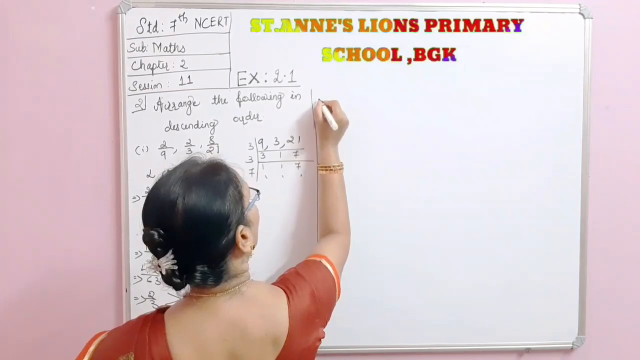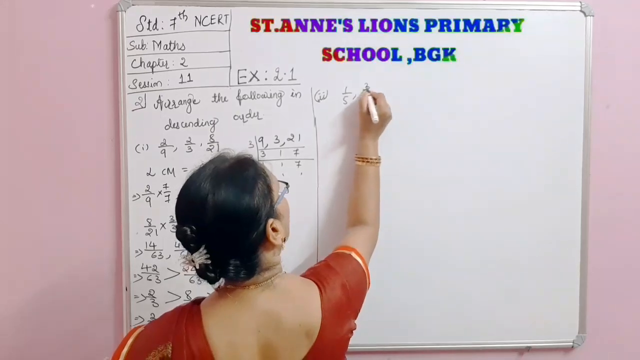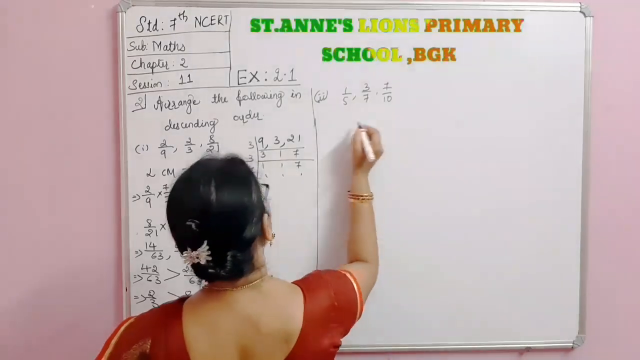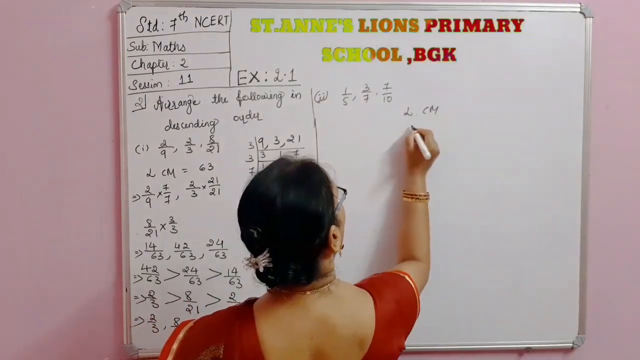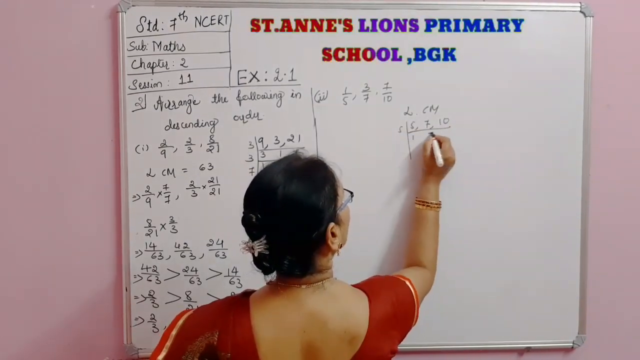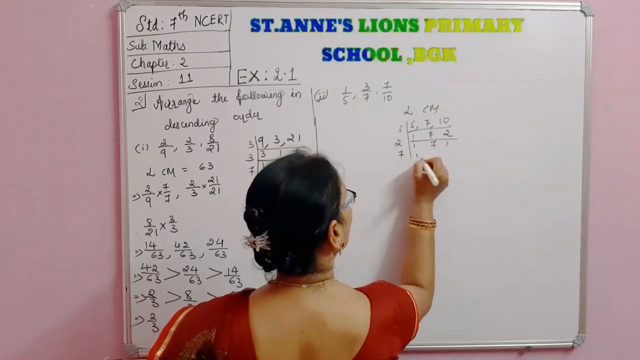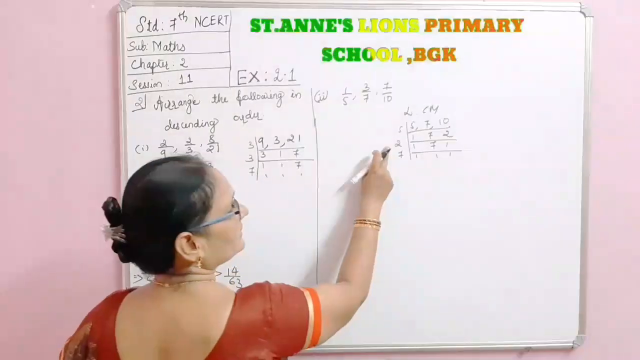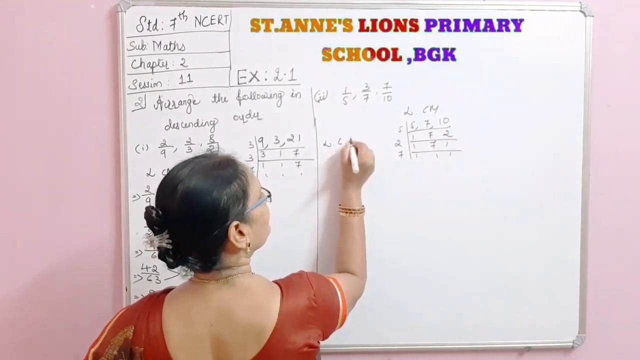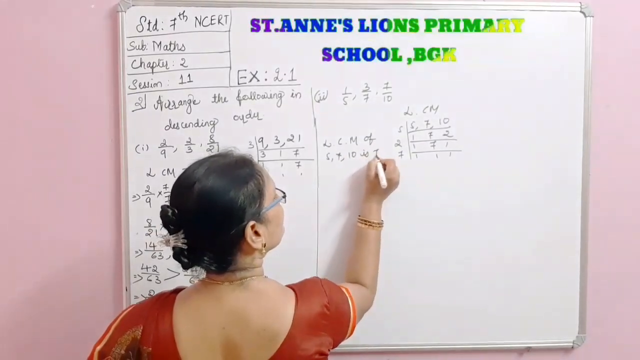Second one, what is that? 1 by 5, 3 by 7, 7 by 10. So LCM will take LCM of 5, 7, 10. So 5 1s are 5, 2s are 10, 7 as it is, 1s are 7, 1, 1. 5 2s are 10, 10 7s are 70. LCM of 5, 7, 10 is 70.